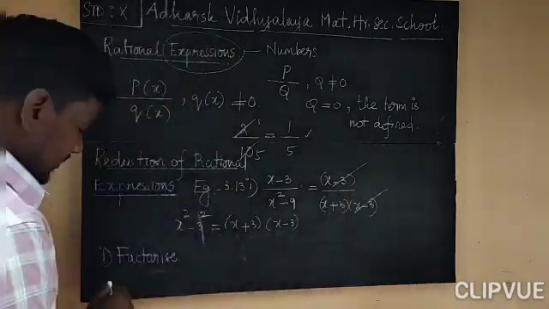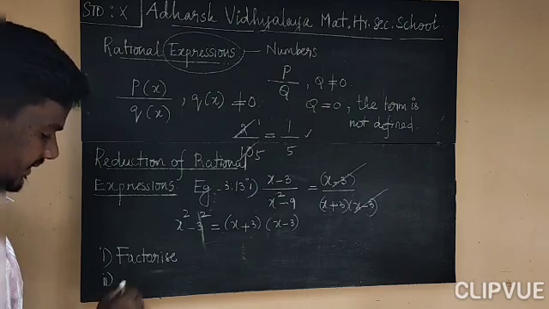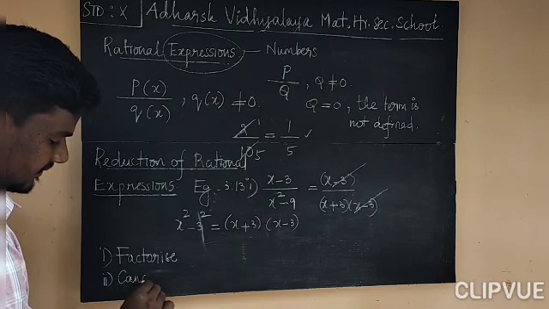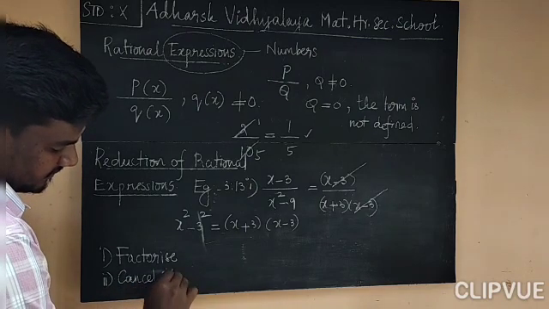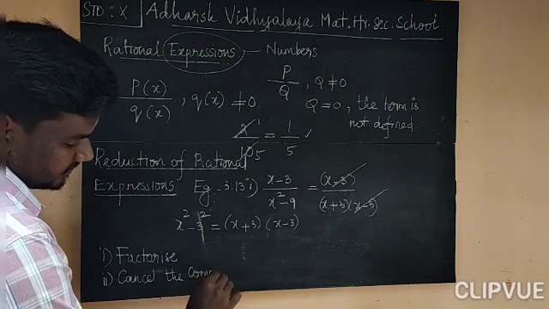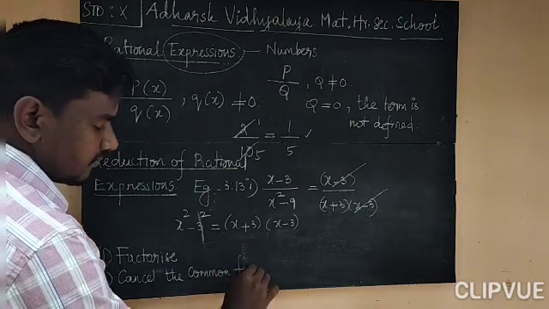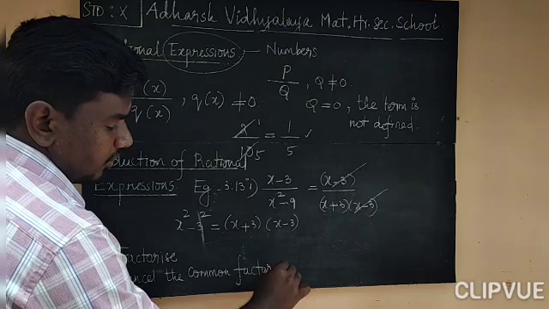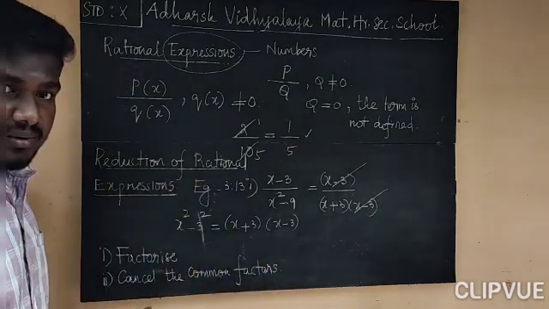So this is the second step. What we did second: cancel the common factors in numerator and denominator.